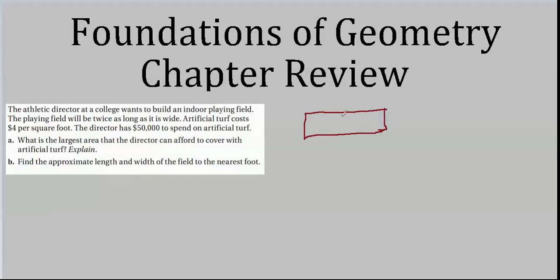That's a real thin playing field for skinny people. Now, it's going to be twice as long as it is wide. So let's write in W here for the width and 2W for the length. That's how we interpret that. Artificial turf costs $4 a square foot. The director has 50 grand to spend. What's the largest area you can afford to cover? Well, what we have to figure out is how many square feet you can make this. So the first thing we have to do is divide $50,000 by $4 per square foot.